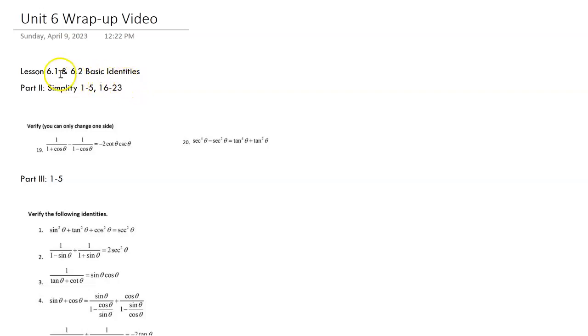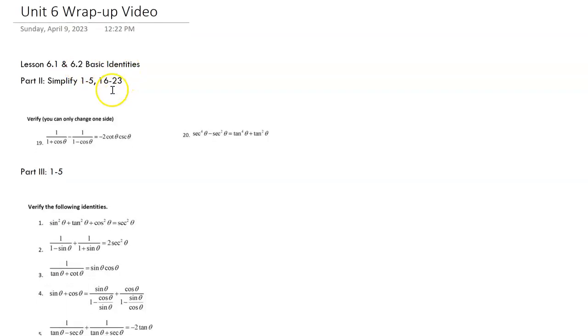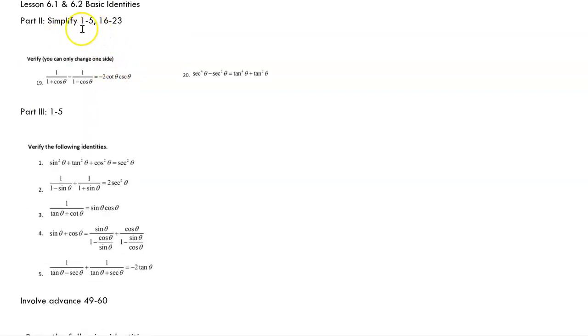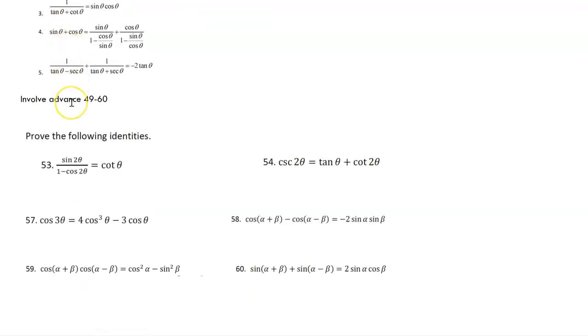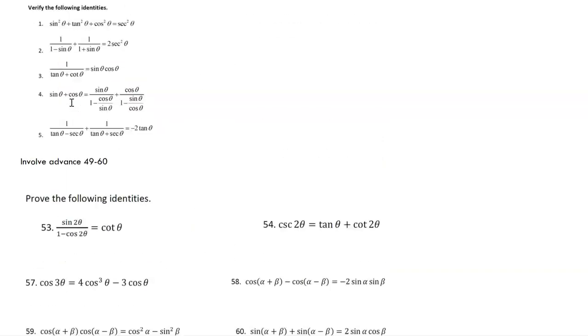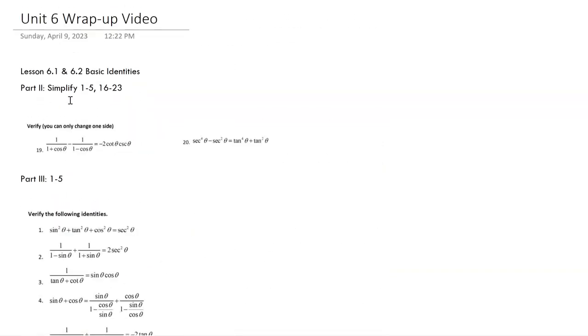So lesson 1 and 2, which is the basic identity. So it has all the problems that pertain to that. You can see, and we can go over this. Okay, I'm going to just solve a couple problems from each of the lessons.